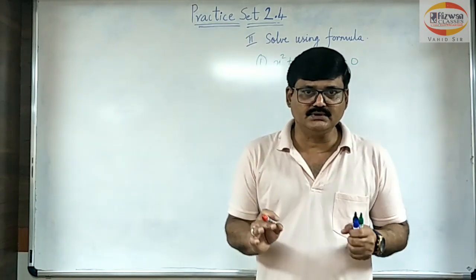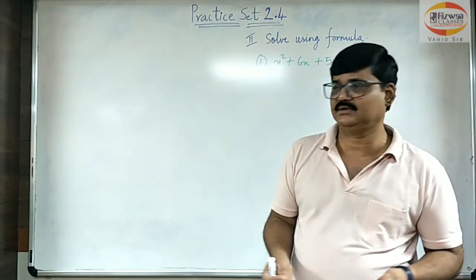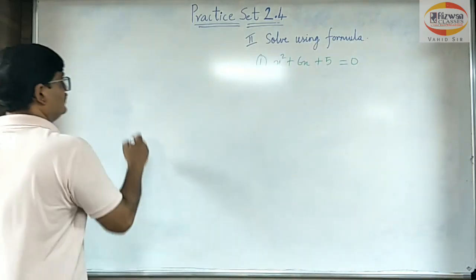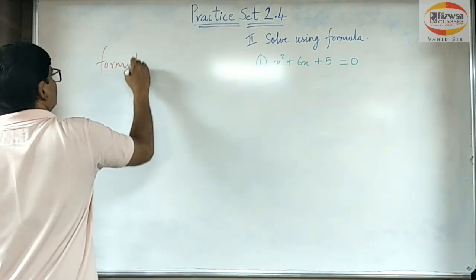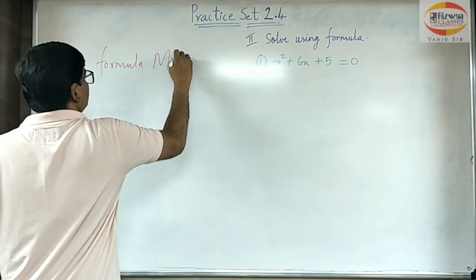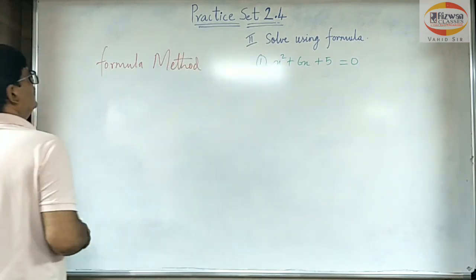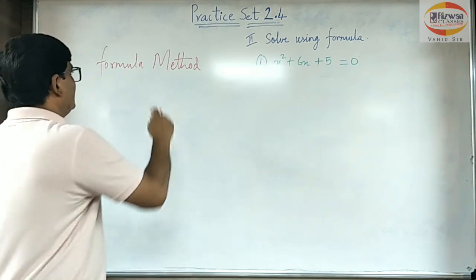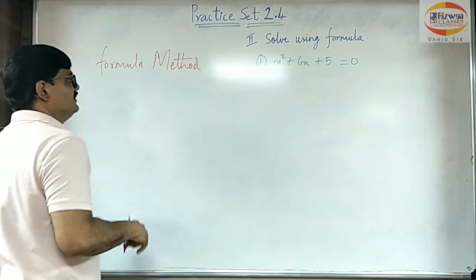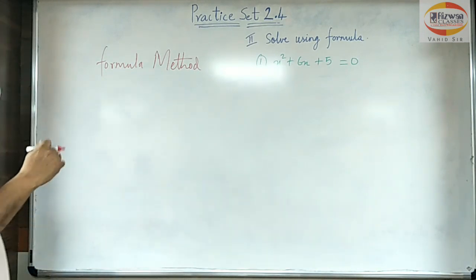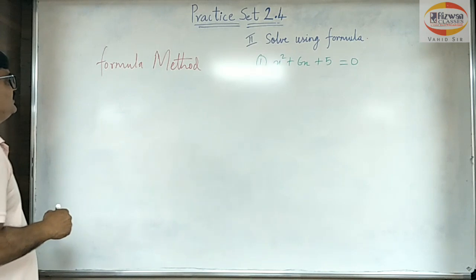Now 2.4 is another method of solving the quadratic equation, that is called the formula method. I am going to explain first what that is today. The formula method. We have done the completing the square method, and in the first 2.2 we have done only the factorization method. Now what is the formula method?